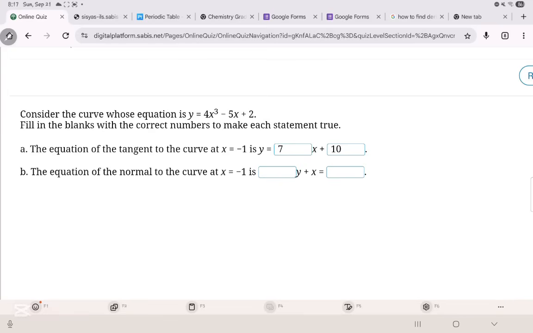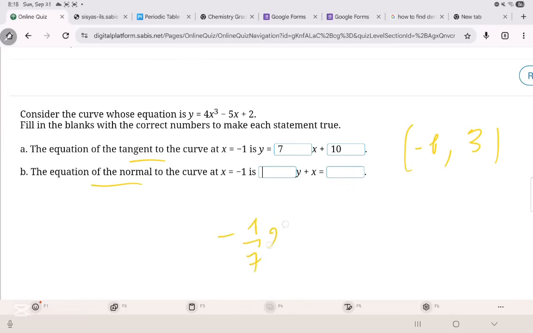Now they said the equation of the normal to the curve at x equals minus 1 is. We know what the point was again. The point is minus 1, 3. Right? And we had the slope of the tangent, which is 7 now. The slope of the normal is going to be the reciprocal, which is 1 over 7, and you change the sign so it's negative. So minus 1 over 7. Basically, you can do minus 1 over the answer and you will get the answer. Right? So this is our slope, minus 1 over 7.